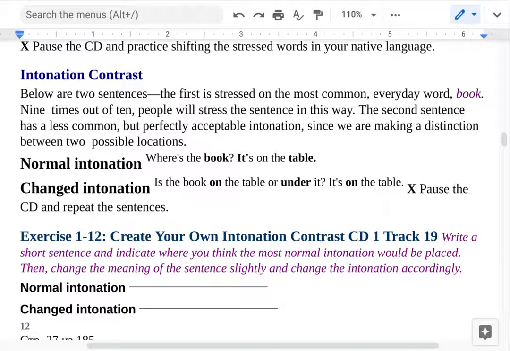Normal intonation. Where's the book? It's on the table. Changed intonation. Is the book on the table or under it? It's on the table. Pause the CD and repeat the sentences.